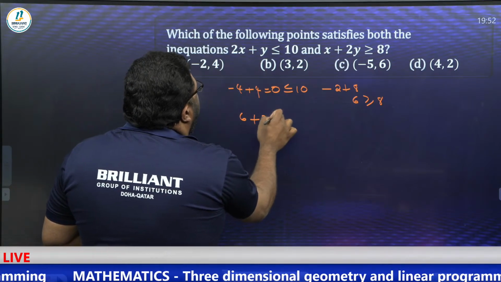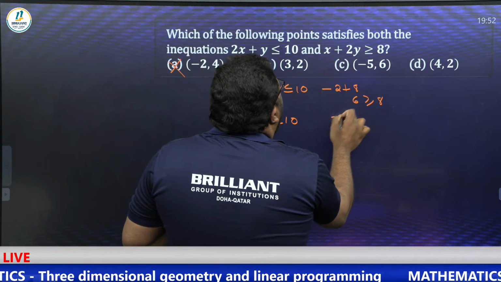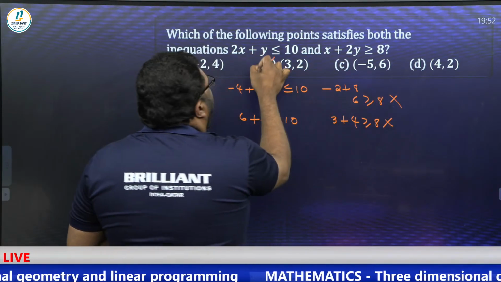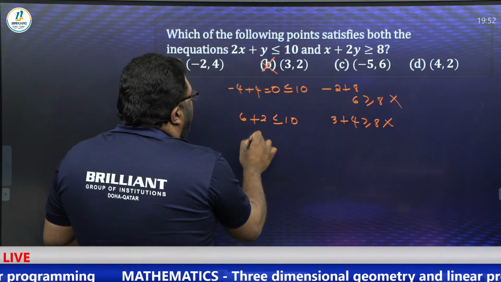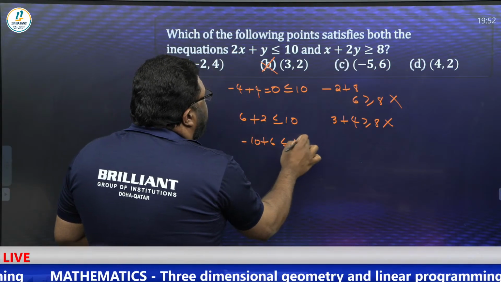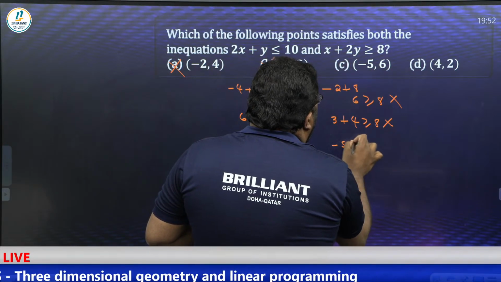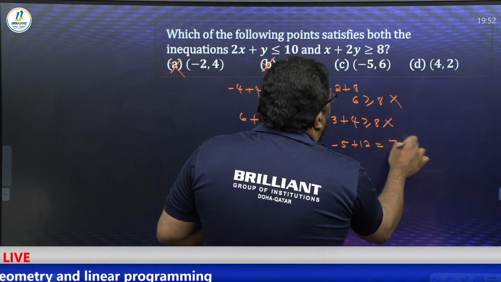Okay, now 3, 2, if I put, what happens? 6 plus 2 less than 10, correct. If I put 3, 2 here, 3 plus 4 greater than 8, that is wrong. So this is also wrong. -5, 6: -10 plus 6 is less than 10. Okay, minus 5 plus 12 is equal to 7, not greater than 8.